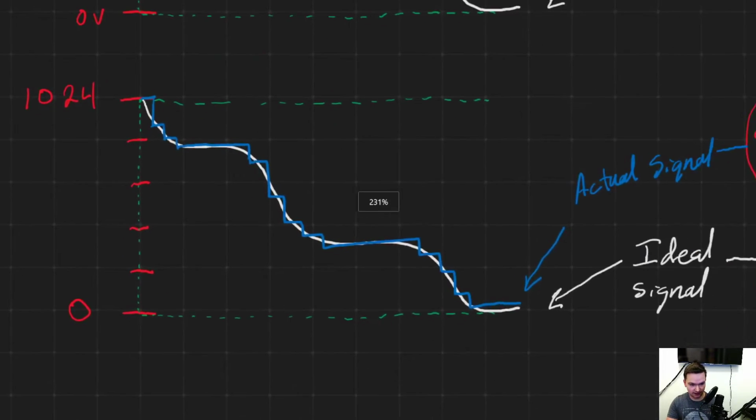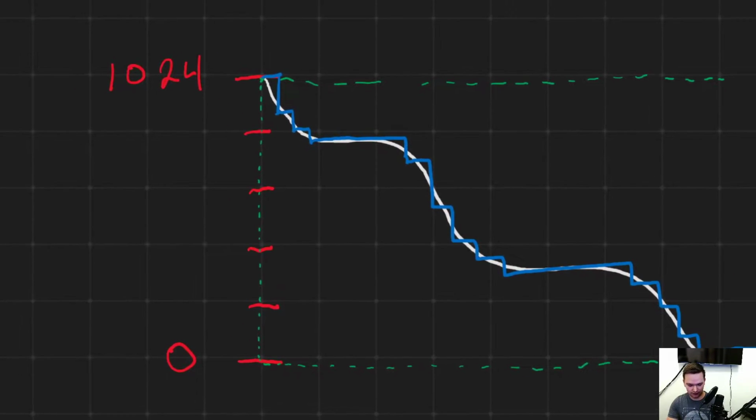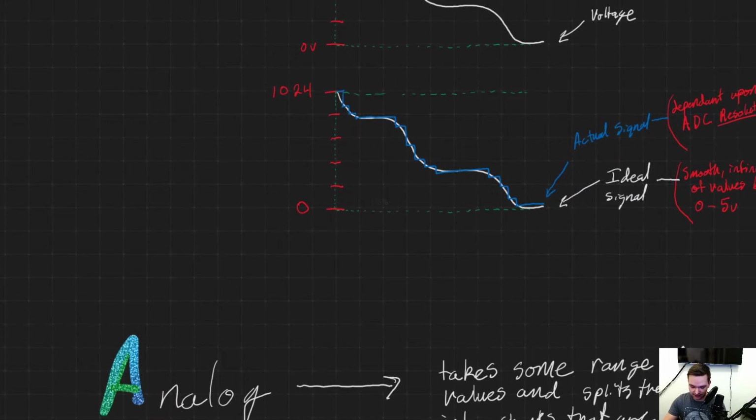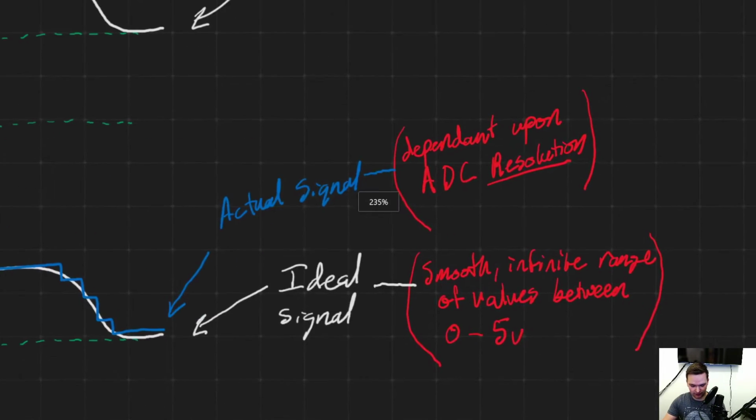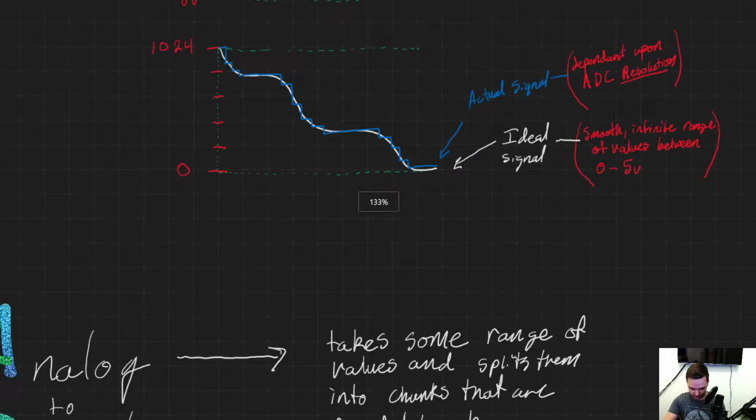So you can see on this little actual signal section here, we have all these little steps. And so those steps are kind of quantifying our signal in a set of layers. And it turns out for our certain board here, we have 1,024 of those layers. And that is because we have something called an ADC, which has a resolution. Our ADC is an analog to digital converter.